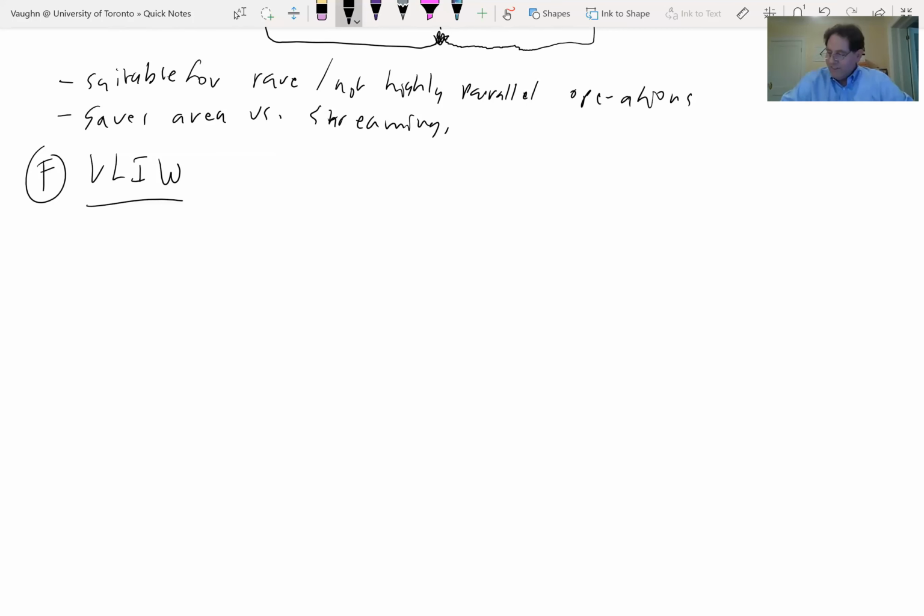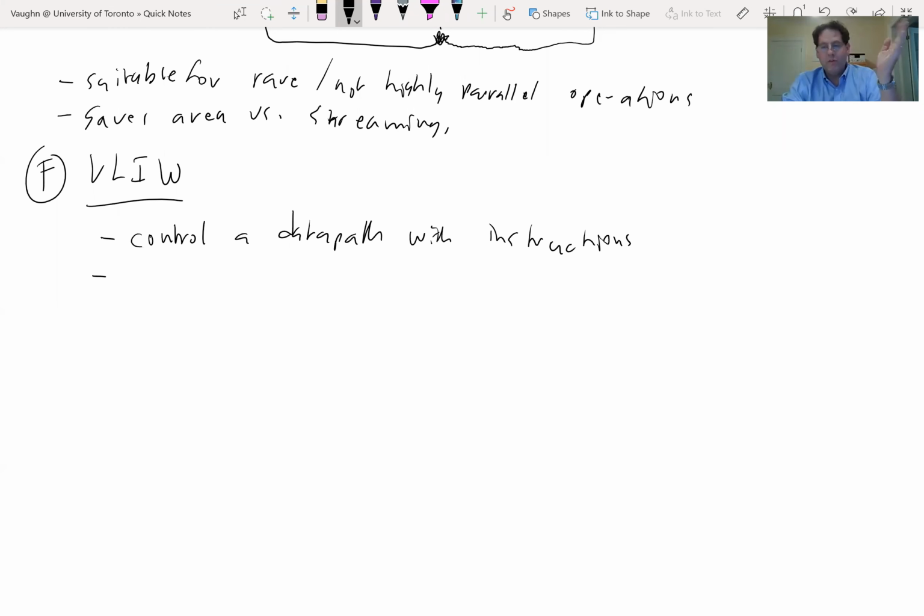Okay, so very long instruction word, basically this means I'm going to control a data path with instructions. So the term comes from processors, where you have, instead of a 32-bit instruction that can specify maybe 1 or 2 operations, a longer instruction word that can specify more operations. So it's a technique that processors use to expose more parallelism, because they can encode more in the instruction word. We can use it when we're designing hardware, though, too.